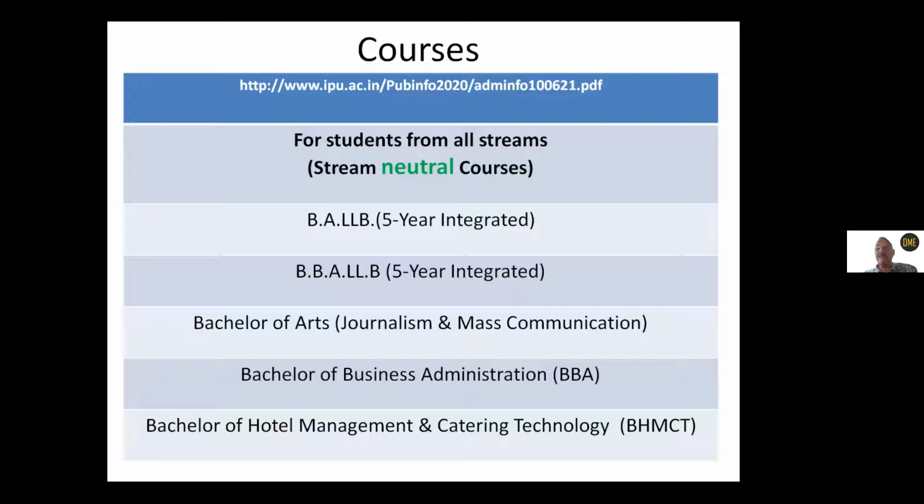Second, it saves 1 year, and 1 year in a career is important. So BBA LLB, say for instance, if you do BBA and LLB separately, it will take 3 plus 3, 6 years. But an integrated course like BBA LLB takes 5 years. So that's the beauty of integrated courses, that they take 1 year less, and you decide your career right after 12th. So these are the stream neutral courses: your BA LLB, BBA LLB, BJMC, journalism and mass comm, BBA, and then hotel management and catering technology.